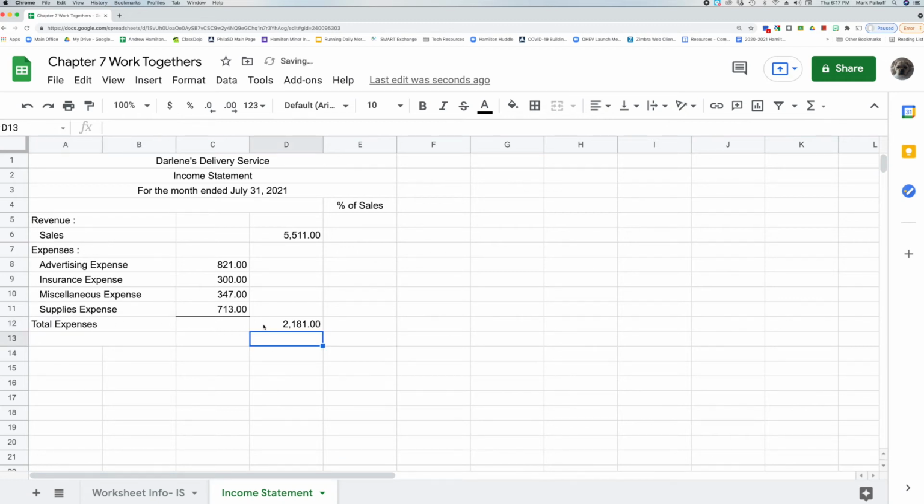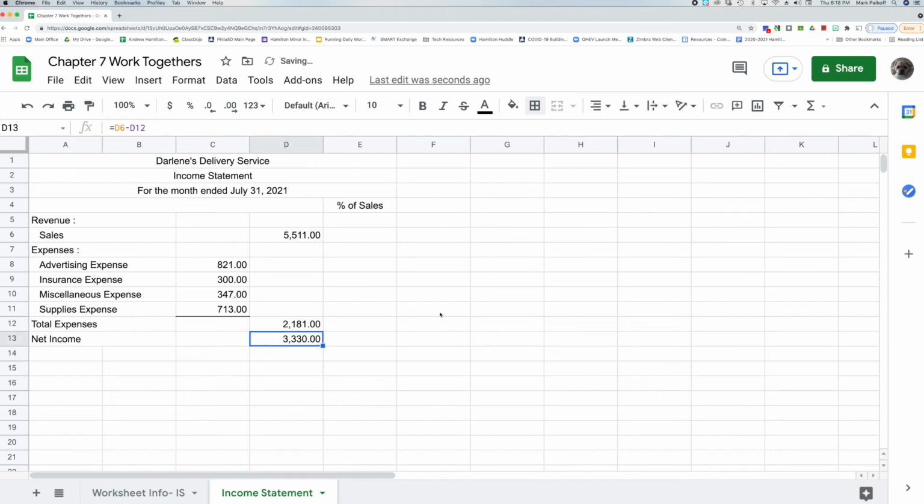The next thing that we're going to do is calculate and record the net income. So we are going to draw another single line rule here, and then to calculate the net income, we are going to take sales and subtract it from total expenses. So we're going to type in equals, take 5511, subtract it from 2,181, and that will give us our net income amount, which is 3,330. We're going to identify this as net income.